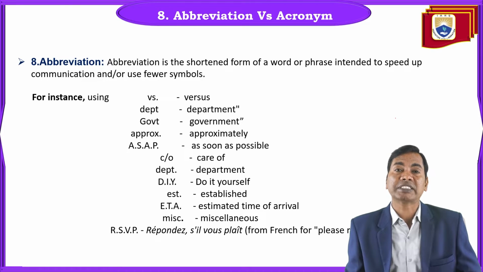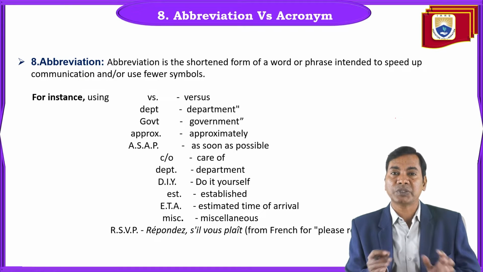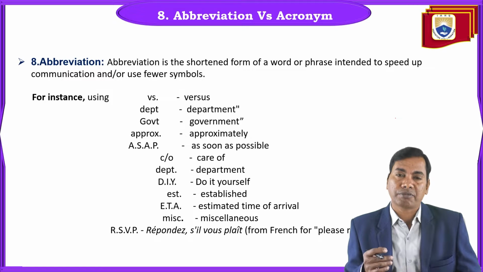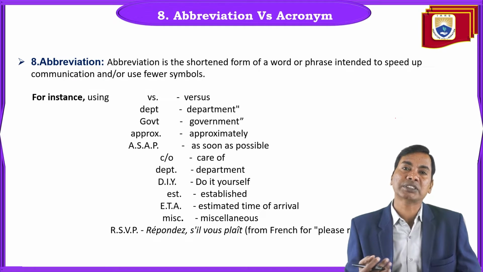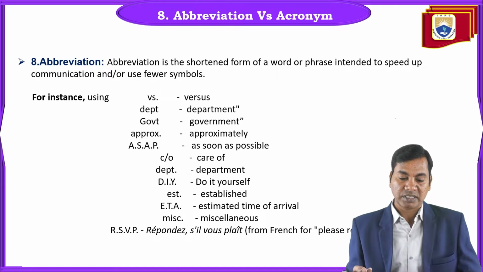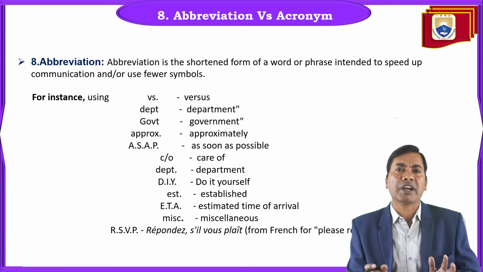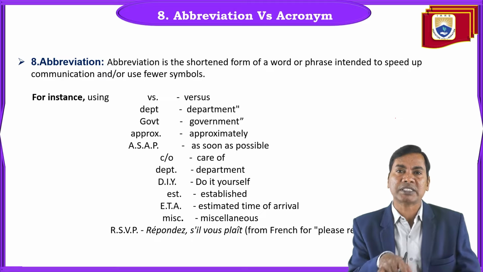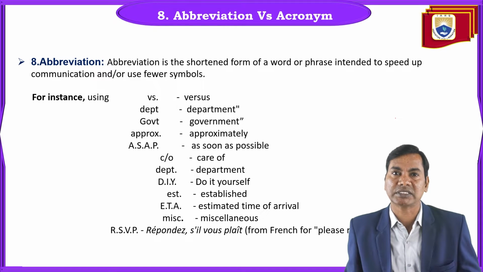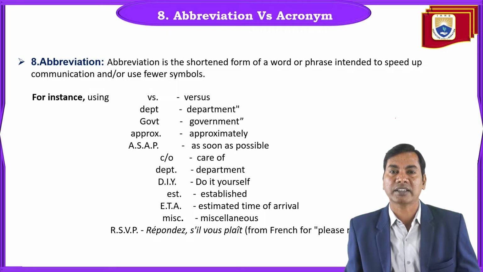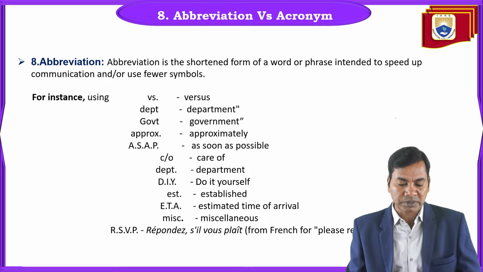So abbreviations or shortened forms are used to speed up our communication, and these abbreviations are normally used in written communication, right? You do not find symbols, pictures or something like that in abbreviations, right? So look at the examples.